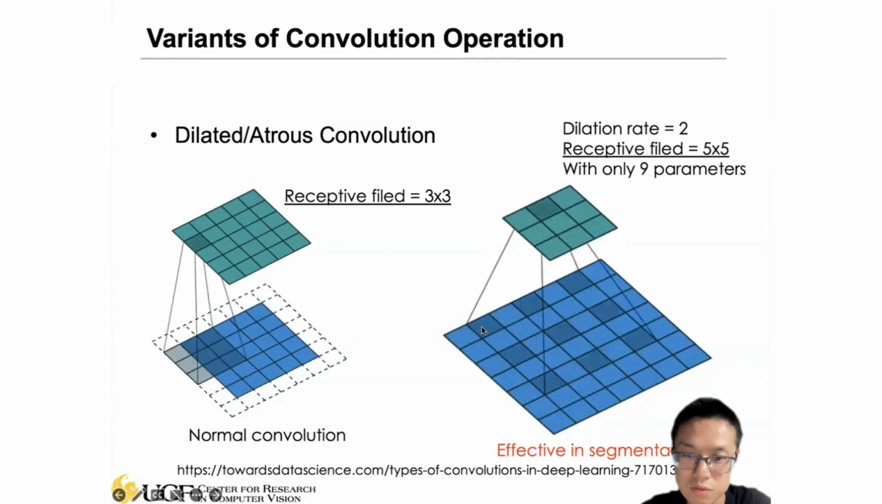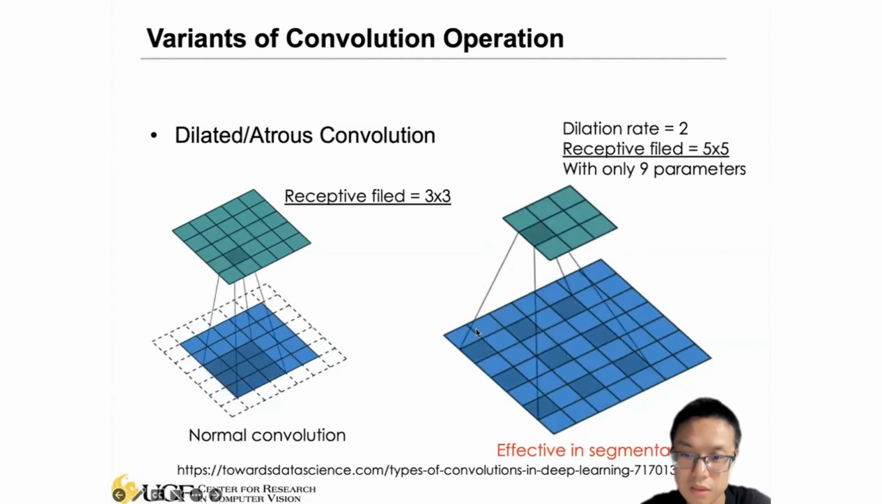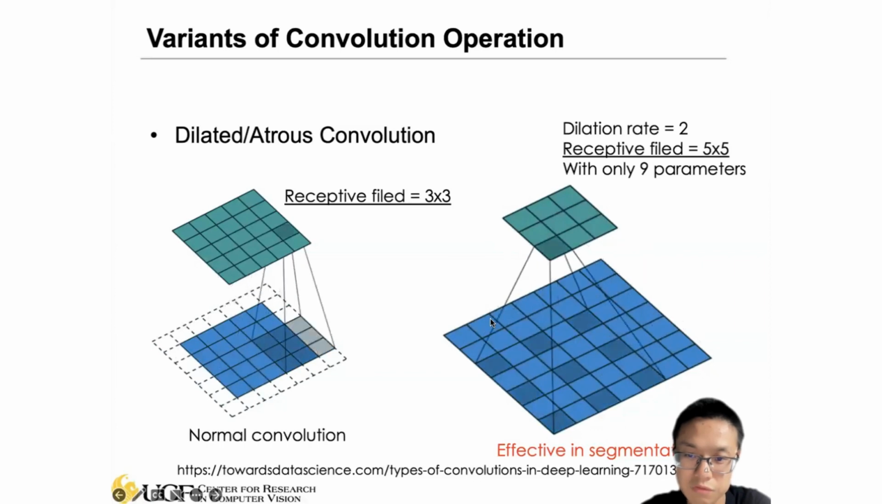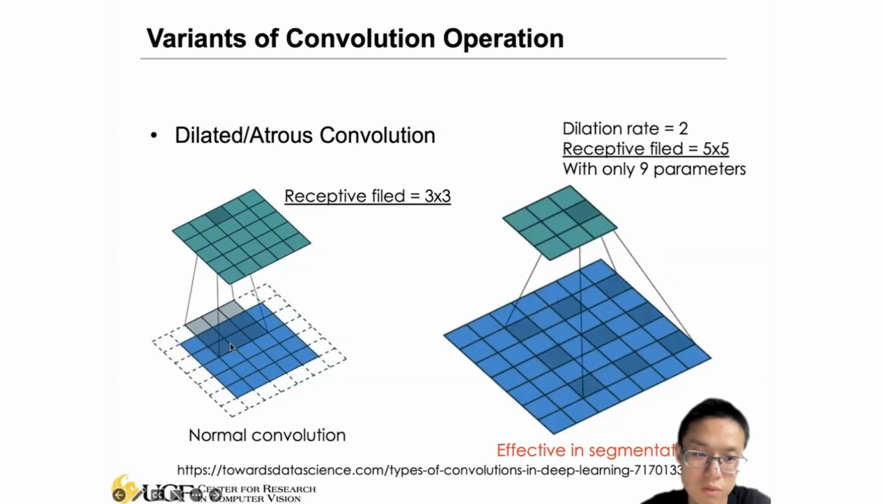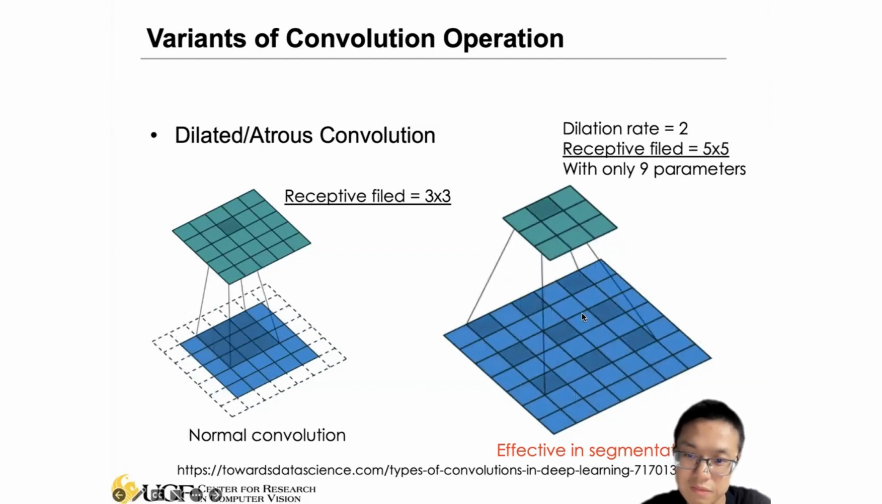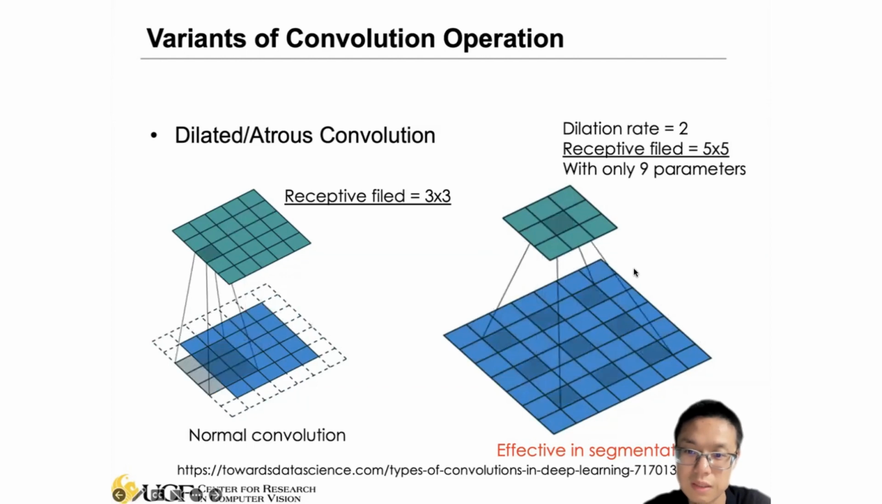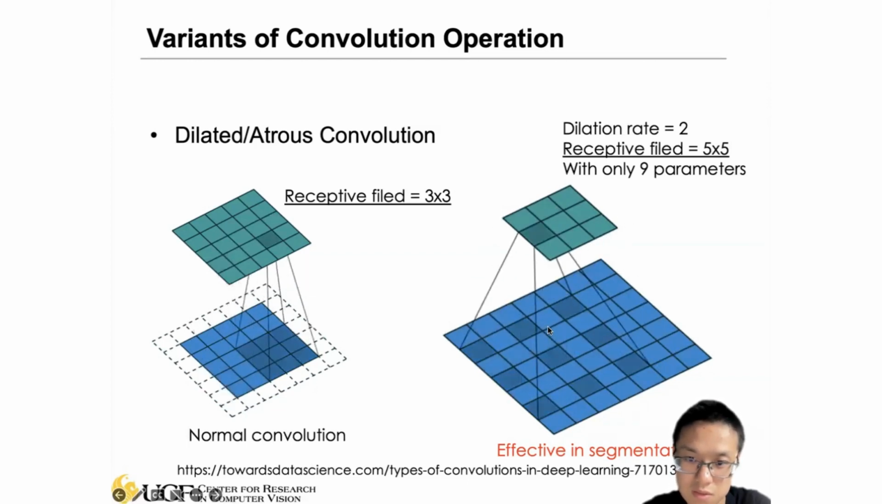But the way it operates is not on consecutive cells. It skips after one row or one column. So basically it increases the receptive field, or the region this filter is able to observe. The normal, conventional convolution only has a 3x3 region, but here it's looking at a 5x5 region, or receptive field. In this case, the number of parameters doesn't increase, but the effective receptive field is increased.